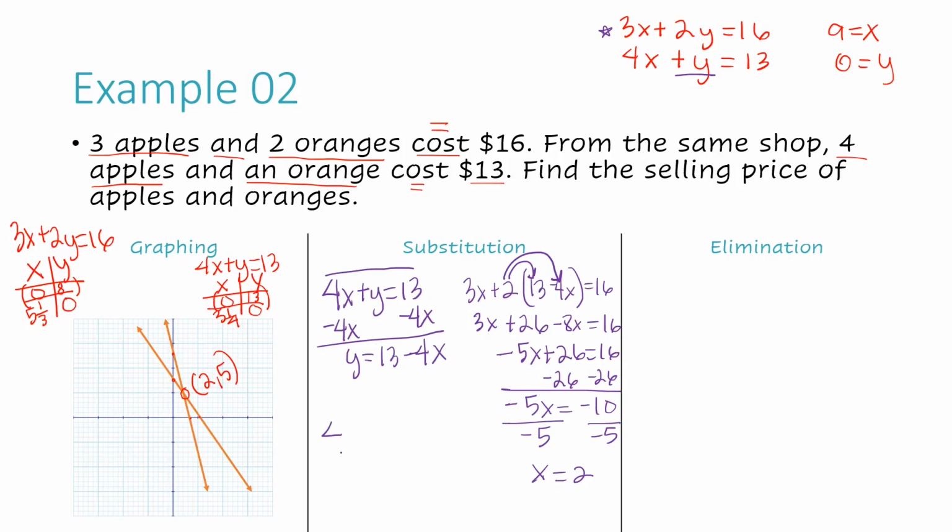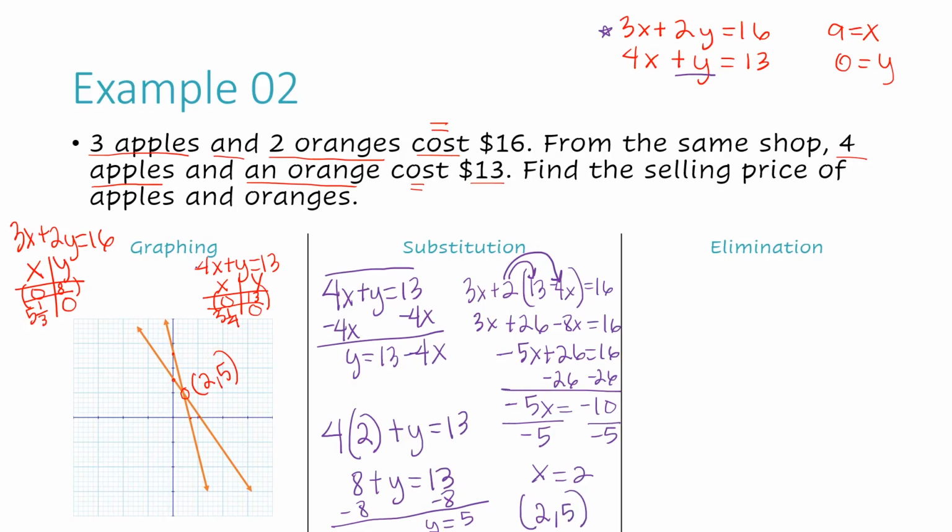So 4, don't write x, write what x equals now. Well, we just figured out that it equals 2, so I'm going to write 2 plus y equals 13. So now 4 times 2 is 8 plus y equals 13. Minus 8, minus 8, y equals 5. And that's correct, because over here, when we graphed, we got that y equaled 5. So the answer is 2, 5.